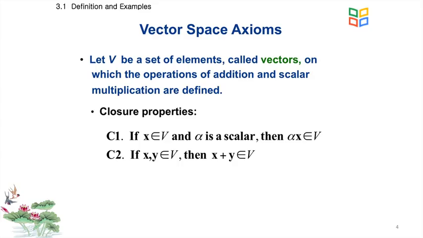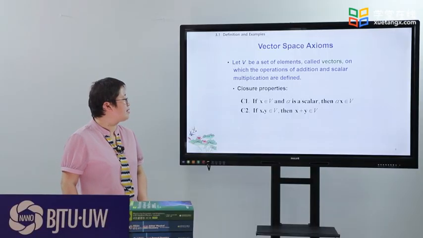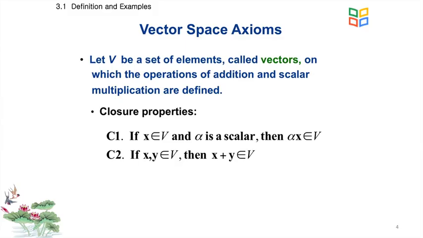So first, let V be a set of elements called vectors, on which the operations of addition and scalar multiplication are defined. First, the vectors should satisfy closure properties C1, C2. C1 means that if X belongs to this set and alpha is a scalar, then alpha times X also belongs to this set. And the second closure property requires that if X and Y belong to this set, then X plus Y is also in this set. So these are two closure properties.